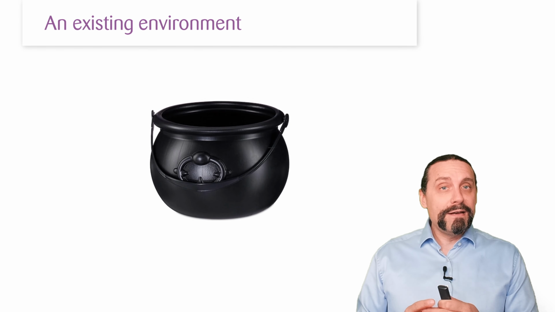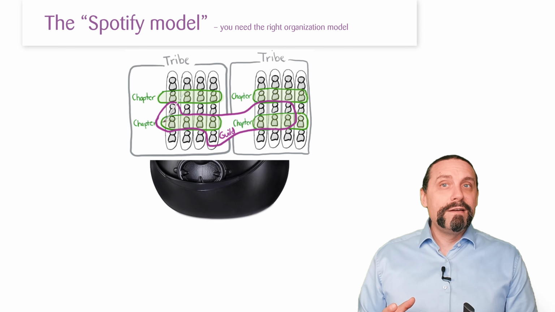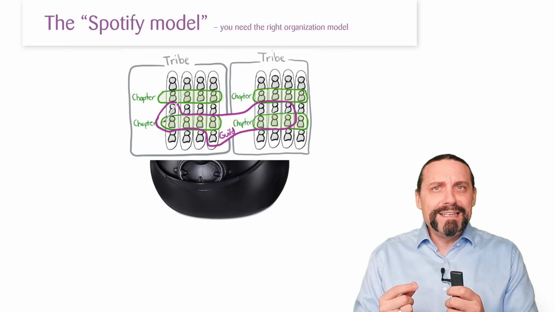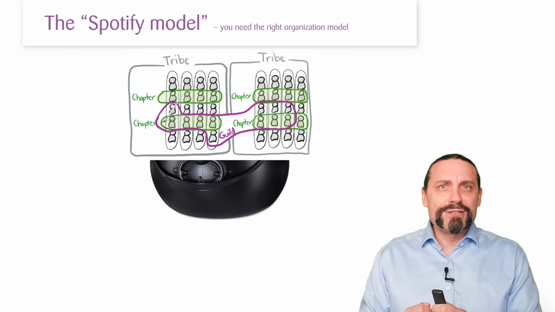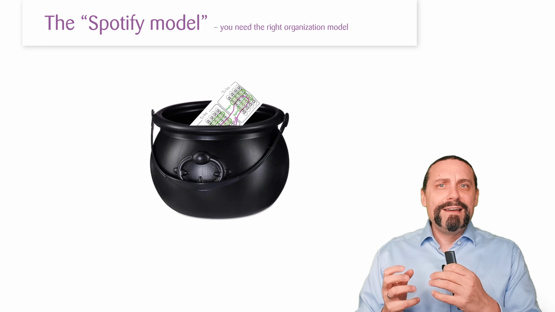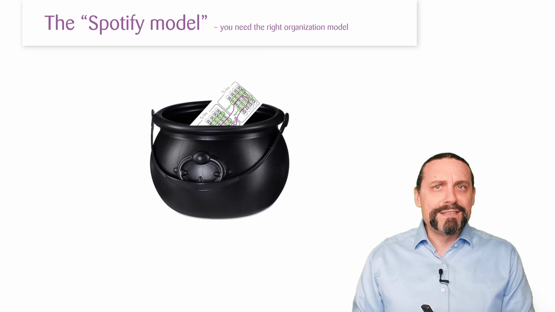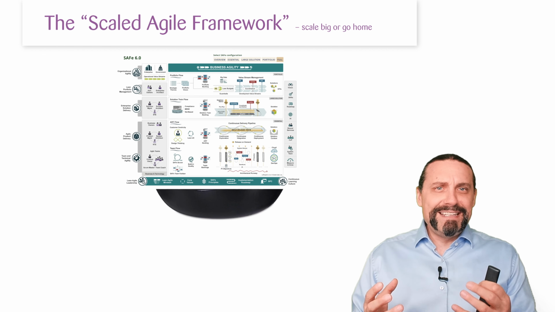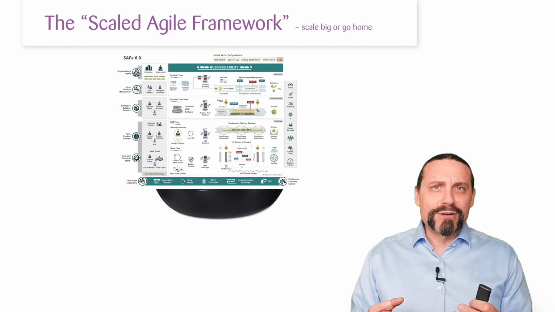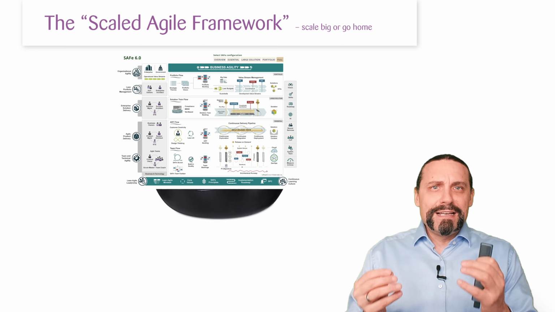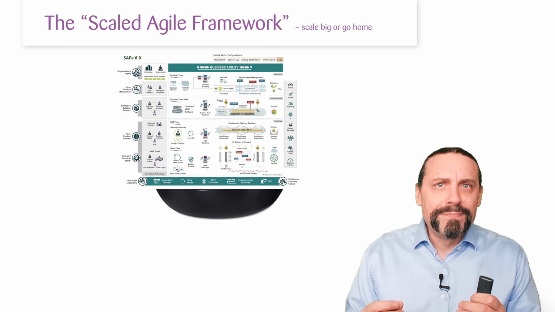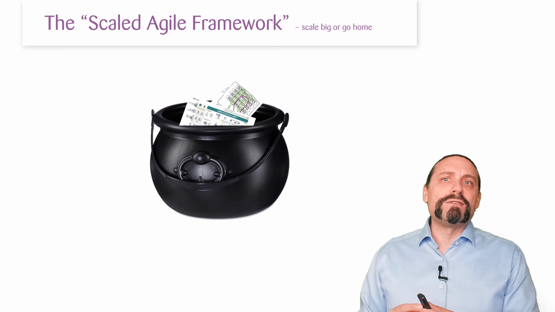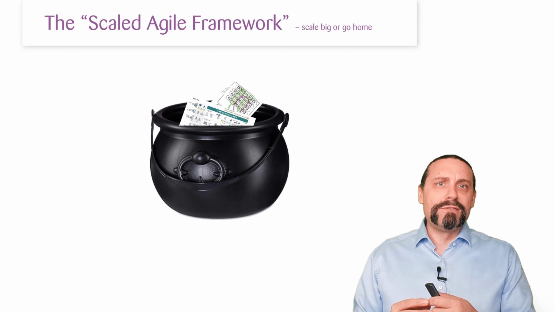have an existing environment. Then you need the Spotify model because you need the right organizational model to do DevOps, and you add it to this environment. Then, of course, you need the scaled agile framework because bigger is always better. Therefore, we are going to add that also to the environment.